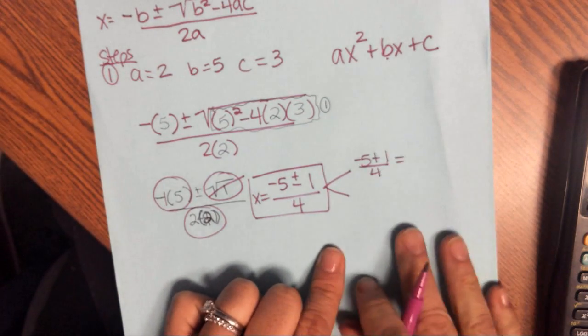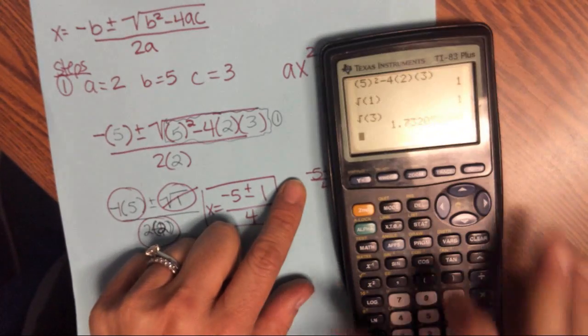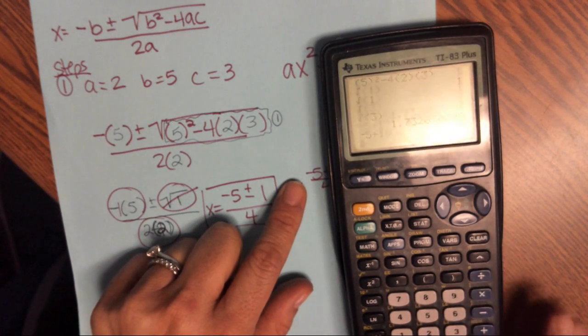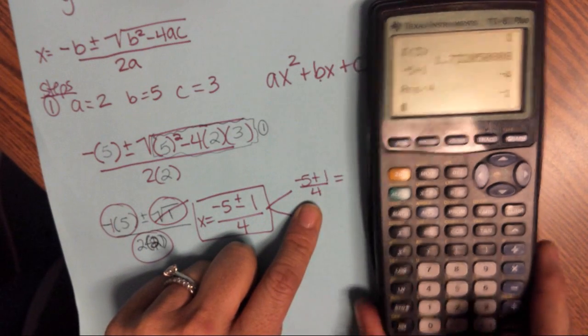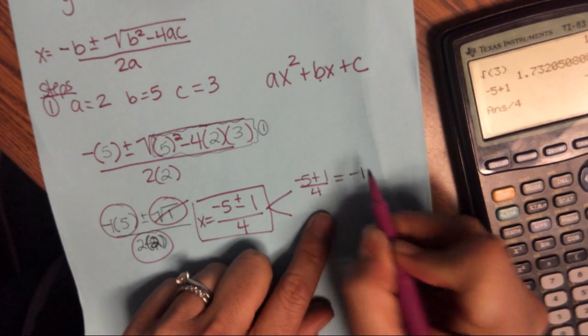So you do it one step at a time, order of operations. You do negative 5 plus 1, which is negative 4, and then divide it by 4. One step. You get negative 1.